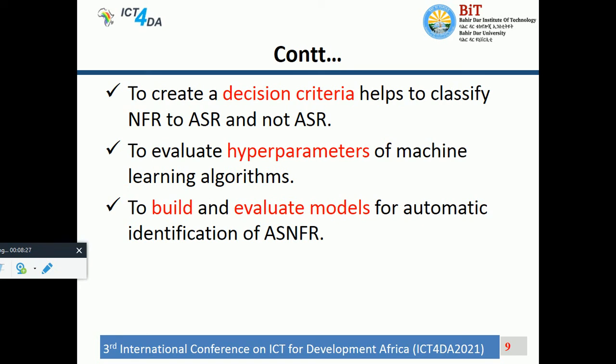And the other is to evaluate the hyperparameters of those three machine learning algorithms, to see which hyperparameter values perform better than the others. And the other is to build and evaluate the machine learning model for automatic identification of architecturally significant non-functional requirements.